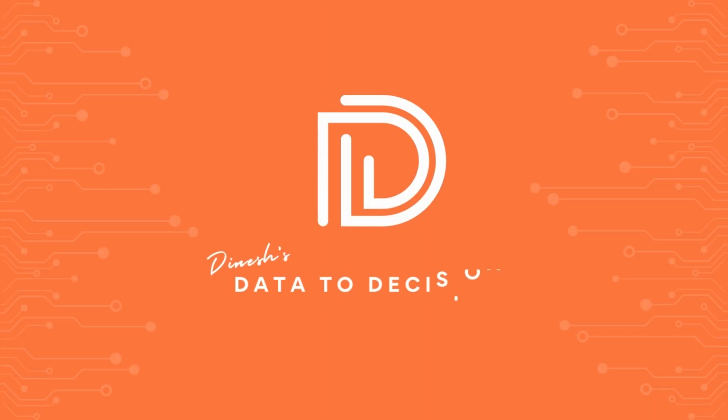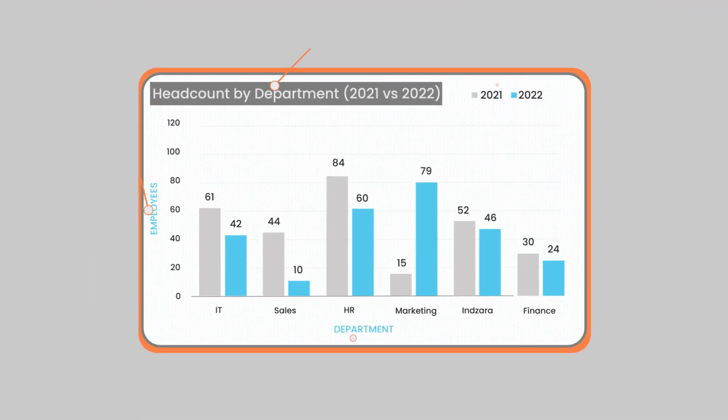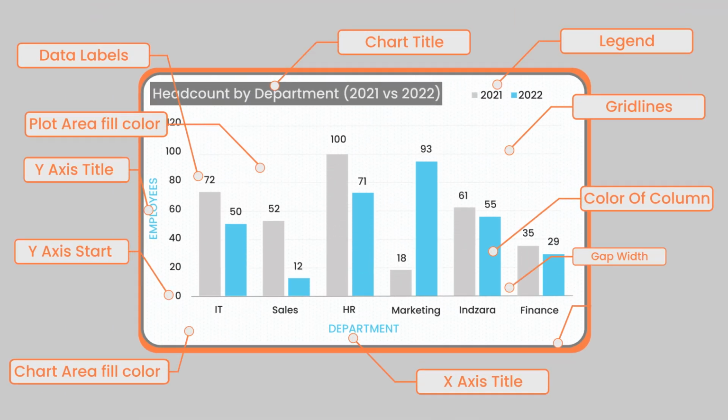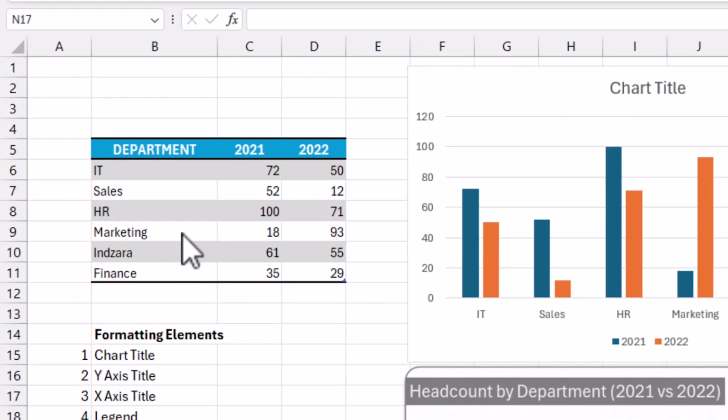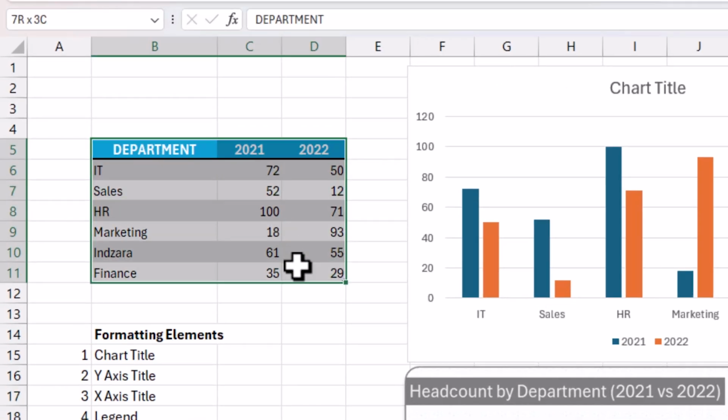Welcome back. In this video, I'm going to cover formatting of column charts. We'll be looking at 12 specific formatting elements and how to do that in Microsoft Excel. And this is the data that we will be using for this exercise.